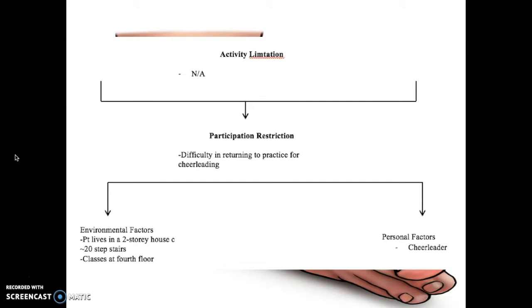For environmental factors, the patient lives in a two-story house with approximately 20 stair steps and classes at the fourth floor. These are considered factors because there is repeated use of the right foot, which could lead to recurrence of the ankle sprain, especially going up and down flights of stairs. For personal factors, her being a cheerleader is considered a factor because there are stressful and provocative movements done in cheerleading that could also lead to an ankle sprain.